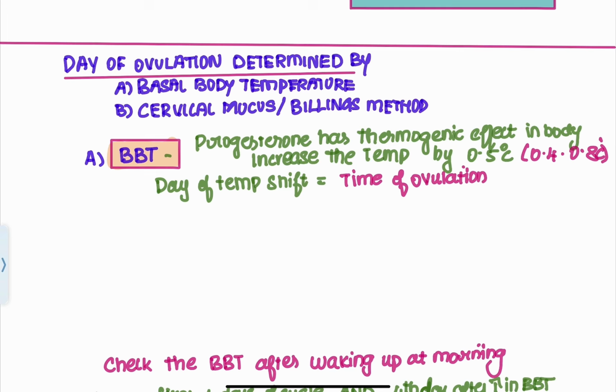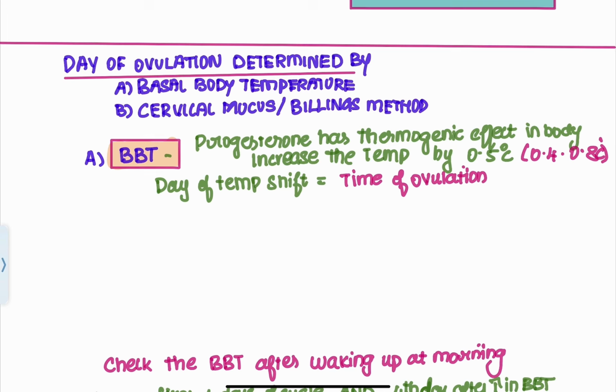Why basal body temperature is taken into account with respect to the natural method of contraception is because of what happens at the time of ovulation. Once ovulation happens, the hormone progesterone is going to come into play after ovulation, because progesterone is produced by the corpus luteum. Clear? Yes. So once ovulation occurs in the female, progesterone hormone comes into play, and progesterone hormone has a thermogenic effect in the body.